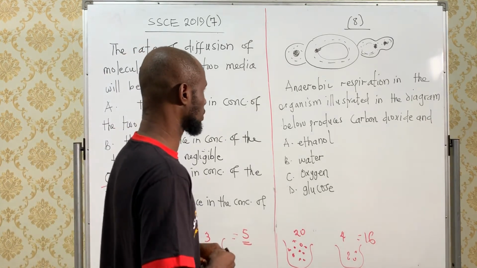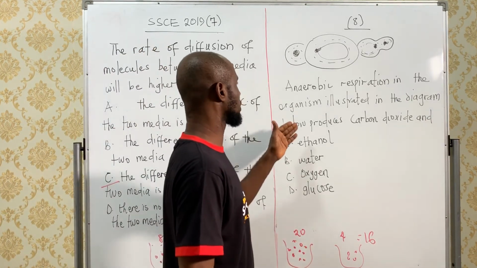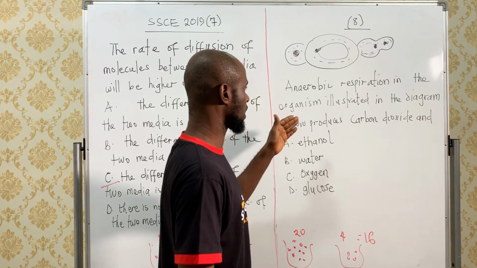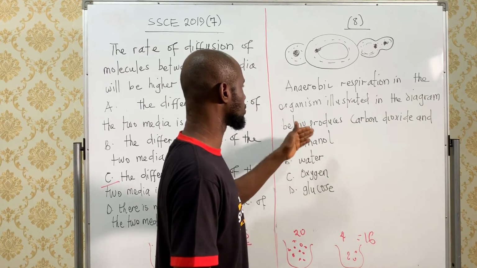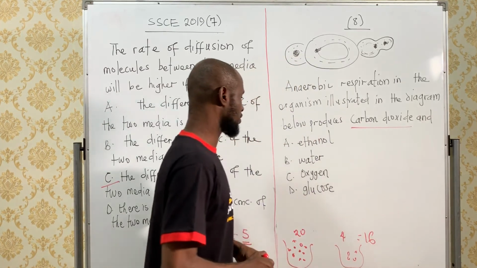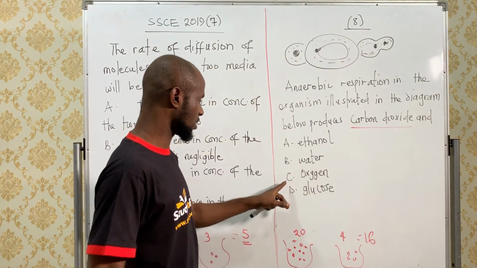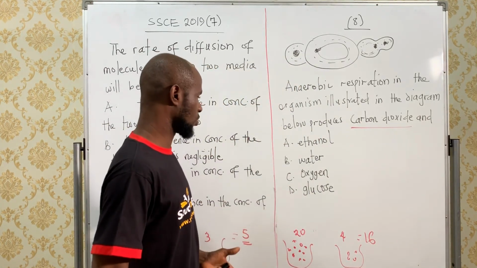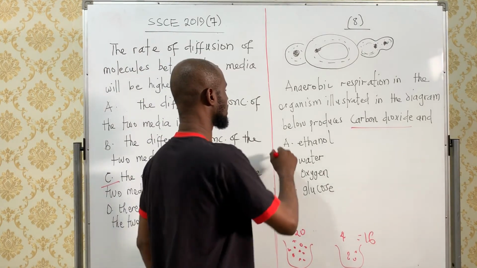Now let's go to question 8. Anaerobic respiration in the organism illustrated in the diagram below produces carbon dioxide and dash. A, ethanol. B, water. C, oxygen. D, glucose. So the answer here is ethanol.